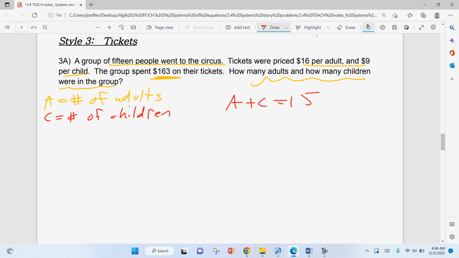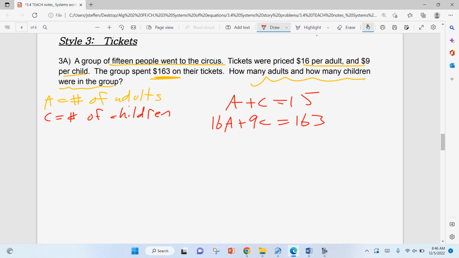So then the next equation. In my opinion, the next equation's harder, but for whatever reason, people miss the first one all the time. Tickets were priced $16 per adult, $9 per child. So how do you find your total amount? The total amount's 163. Well, if it's $16 per adult, you take 16 multiplied by however many adults went. That's how much money you're spending on the adults. For the children, it is $9 for a child ticket, so you multiply that by however many children went. Again, that's why A is the number of adults and C is the number of children. So those are your equations.